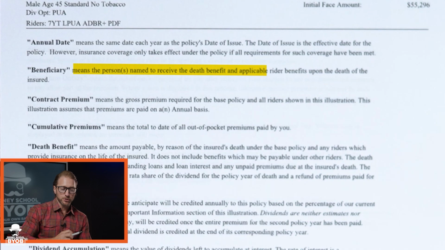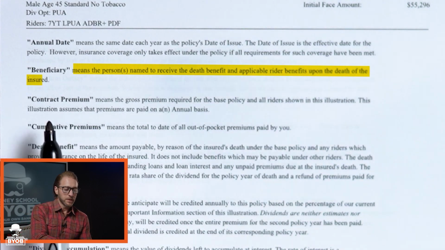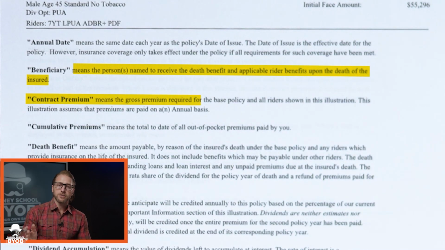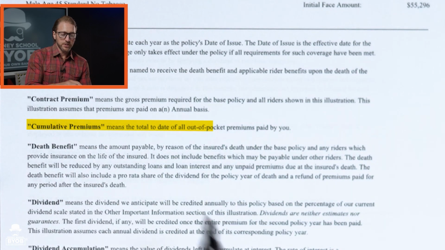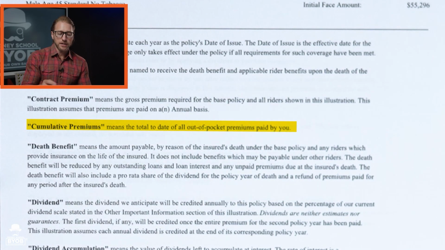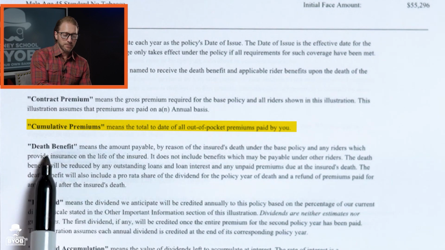Beneficiary is just the person that you want to receive the death benefit. Contract premium is the amount of premium you decide you want to put into the policy, which again, we talked about. There's paid up additions, term, and also base. So it's a combination of those three. Cumulative premiums, obviously the amount you've paid out of pocket up to a specific date, and then death benefit. Death benefit's the amount that's payable to the beneficiaries that you choose.